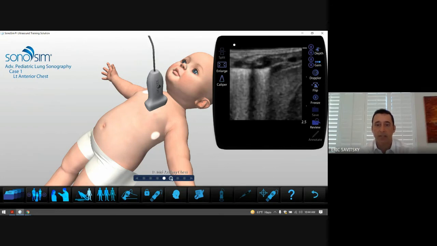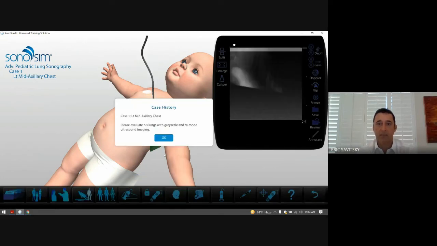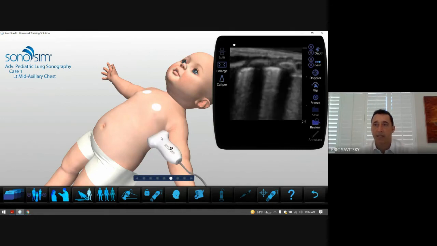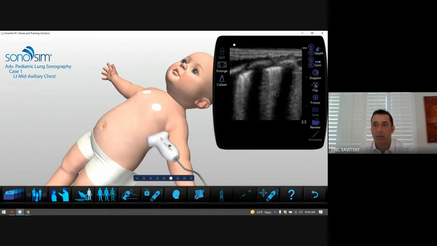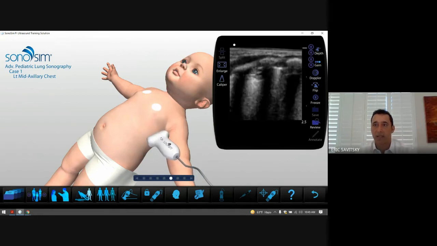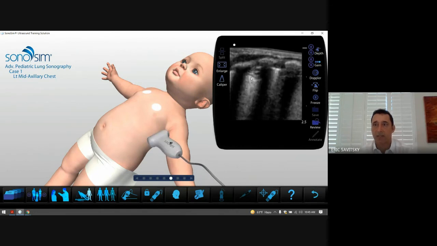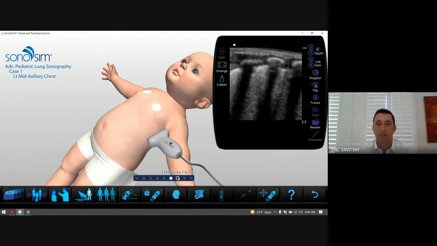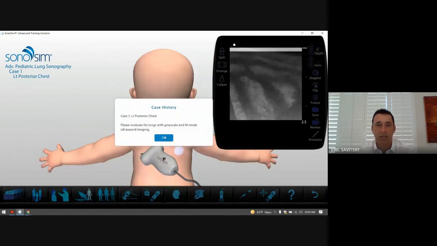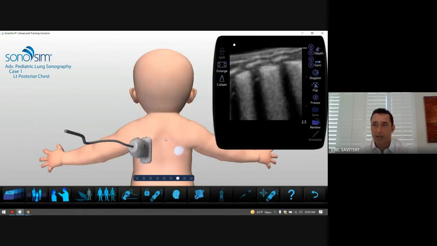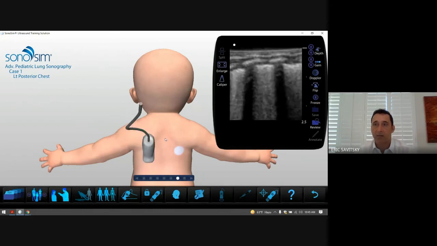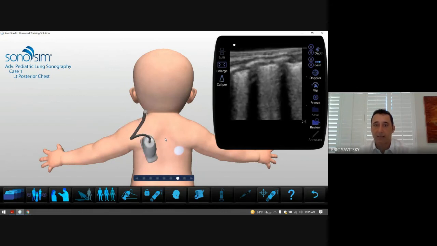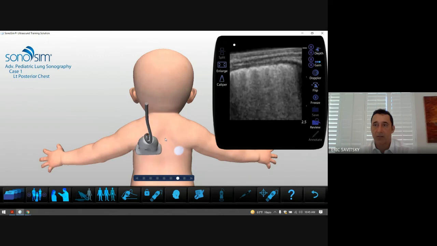I'm going to go over to the left mid-axillary line in a similar way. And I'm going to look here. Once again, tachypneic. I see a focal subpleural consolidation every once in a while coming out here with a very, very diffuse B-line pattern. I'm going to go along here to the posterior chest. And I see very similar findings on this side that I saw on the contralateral side.